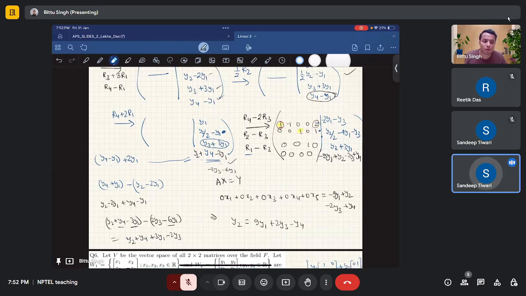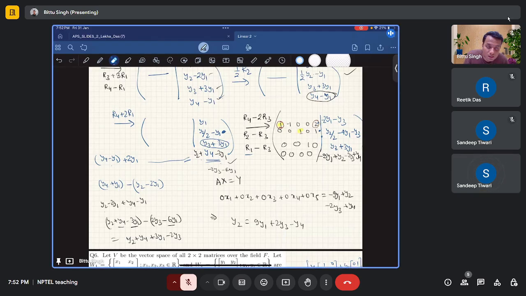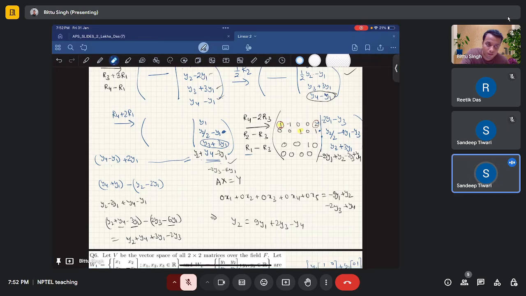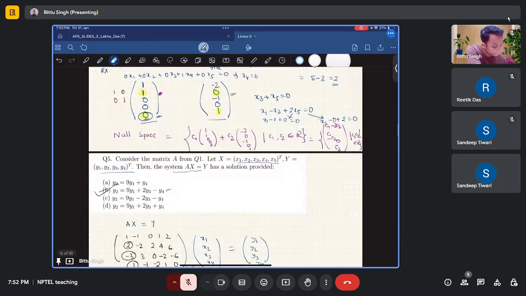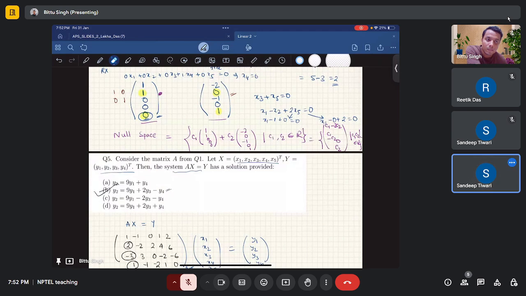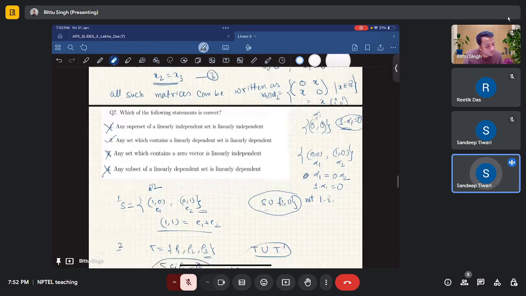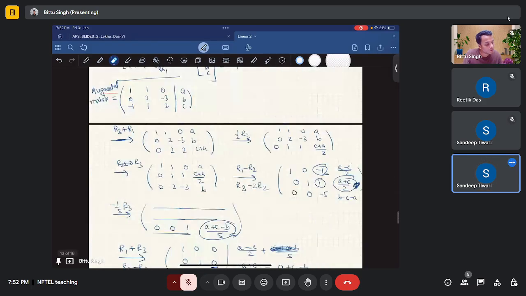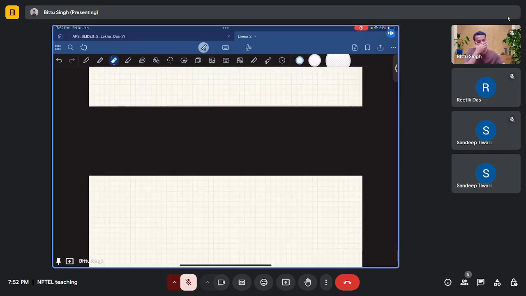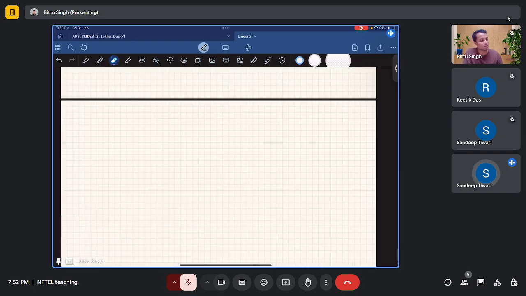Sir, I have a question, sir. Yes, any question? Yes, sir. Can you write the question, sir? Which question? Not from these slides, sir. The question is about row space and column space. Okay, yes, what are you asking?